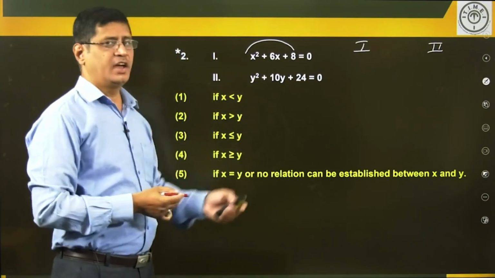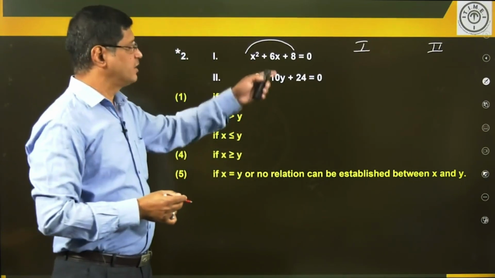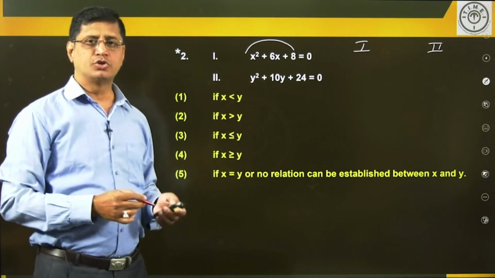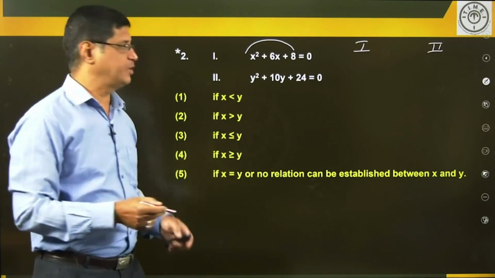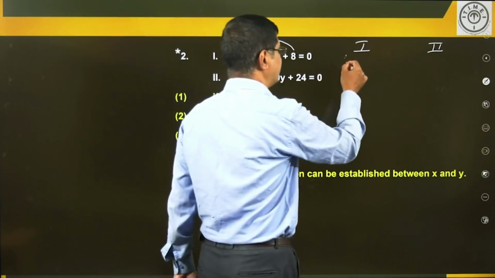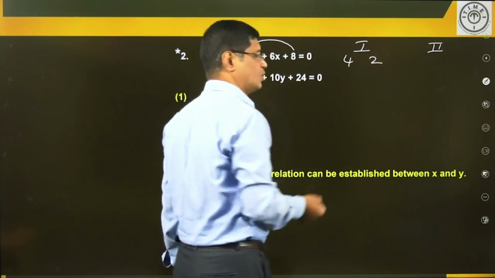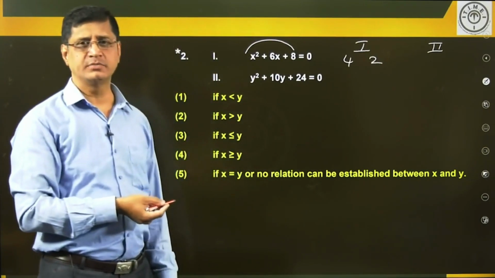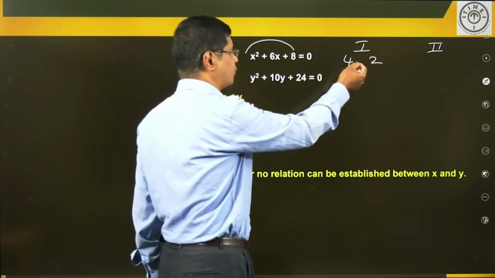What are the factors? 8 is the product. What is the middle term? 6 is the middle term. So, 6 is the middle term, product is 8, means 4 into 2, that is 8. 4 plus 2, that is the middle term, 6. So, positive 4, positive 2.